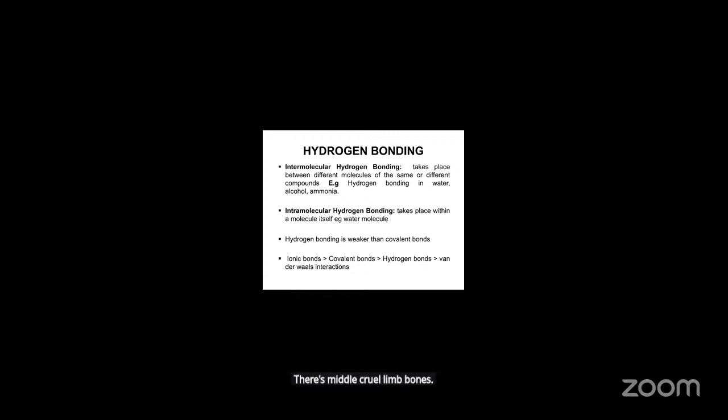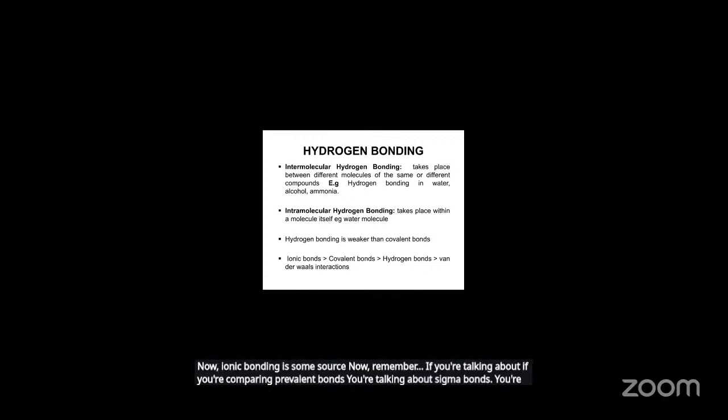Now, remember, if you're comparing ionic bonding and covalent bonding, you're talking about covalent sigma bonds. You're not talking about sigma bonds and pi bonds.